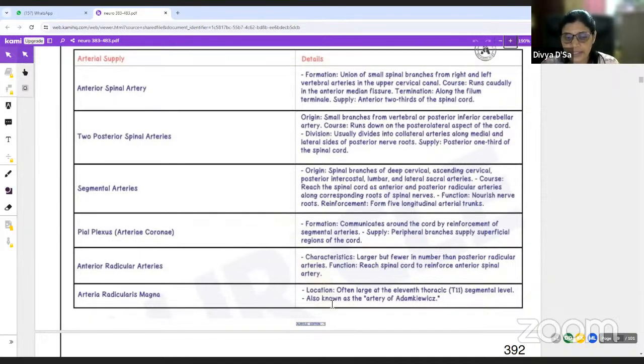Then we have the anterior radicular arteries. They are larger but fewer in number than the posterior radicular arteries. They reach the spinal cord to reinforce the anterior spinal artery. Then we have the arteria radicularis magna, which is actually large at the 11th thoracic segmental level. It is also known as the artery of Adamkiewicz.